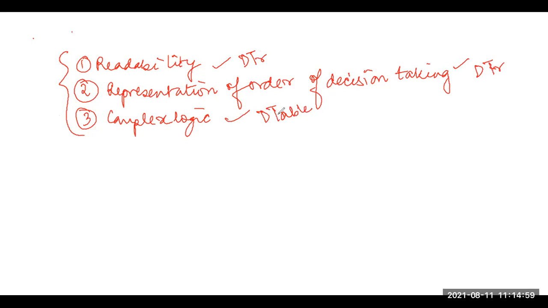So this was all about today's class, that is, how we can use the decision tree and the decision table concept in order to represent any complex logic. In the next class, that is tomorrow, we will talk about the formal specification of the system.